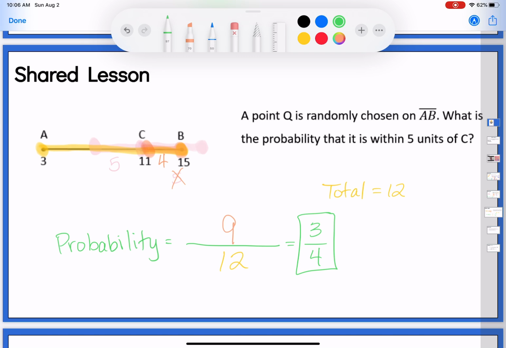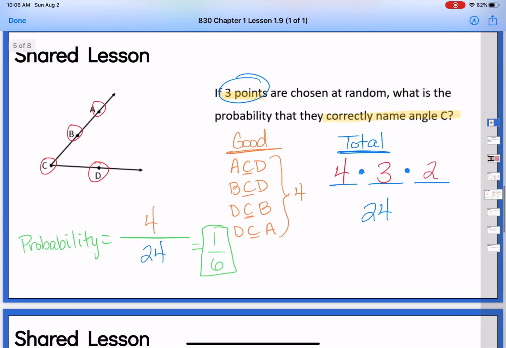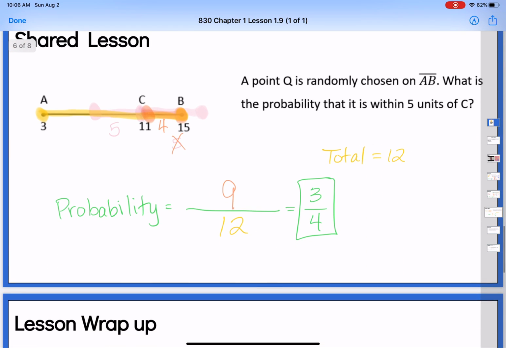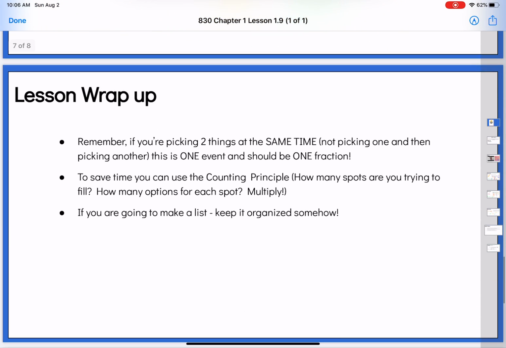Hopefully that helps you see some different ways that you could see probability in geometry. So picking out points just like before, remembering that counting principle, but also seeing segments and thinking about length of segments as well as just picking things out of a bag. That's kind of it, right? So remember, if you're picking 2 things at the same time, that's one event and should be one fraction. Save time using that counting principle. How many spots are you trying to fill and how many options for each spot, and then multiply them up.